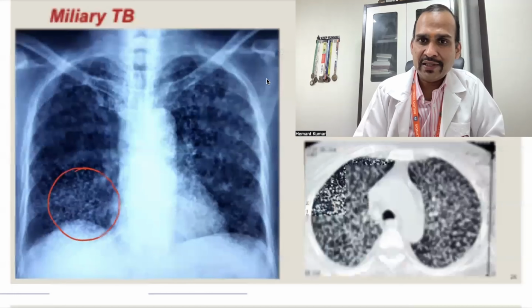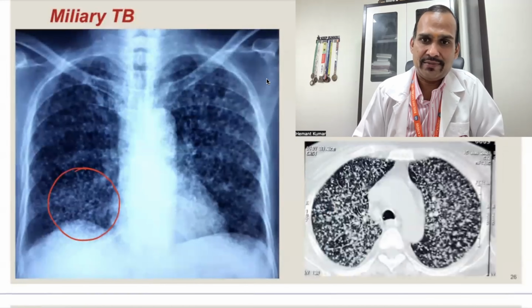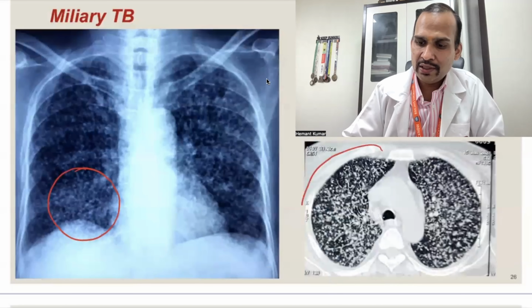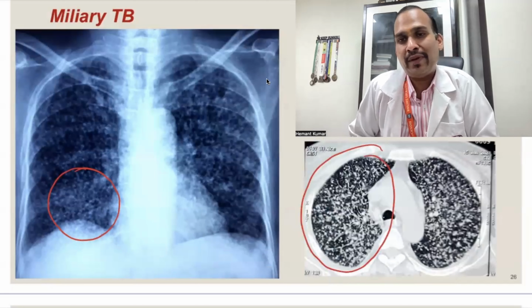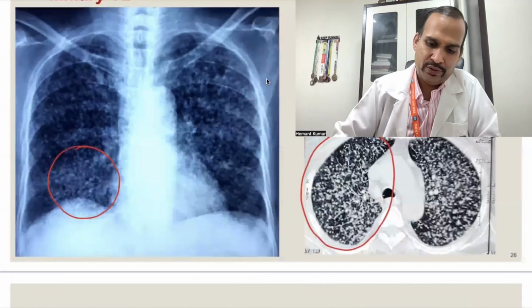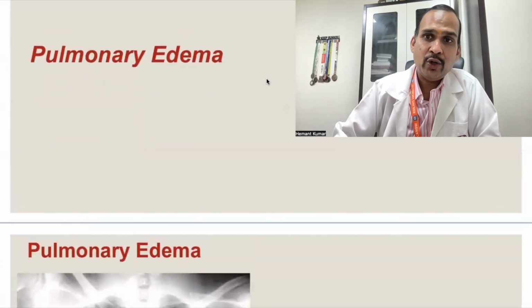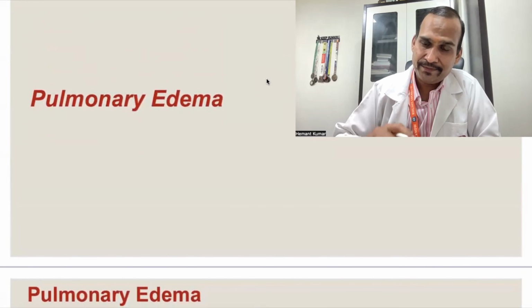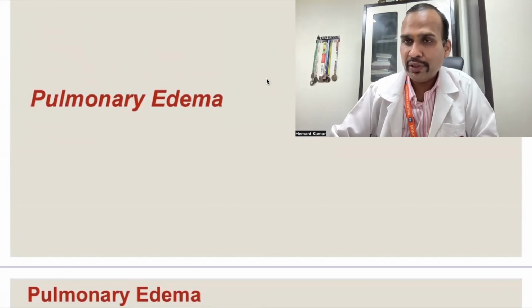So this was a case of miliary tuberculosis. And on CT scan, you can see a lot of nodules, bilateral and diffuse. So this is miliary tuberculosis. Now, pulmonary edema. So what is pulmonary edema?